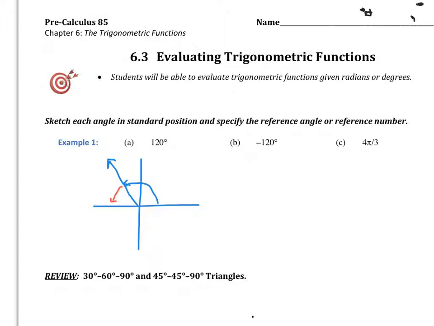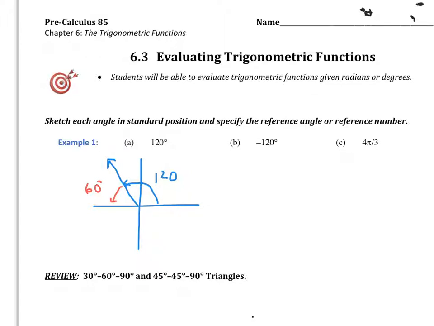So if over here is 120 degrees, what would our reference angle be if we want to finish that full half circle? 60 degrees. So our reference angle is 60 degrees. Now, why is that important?